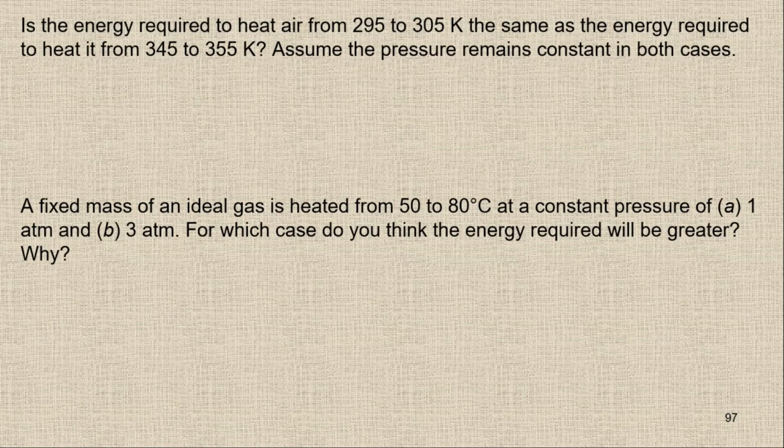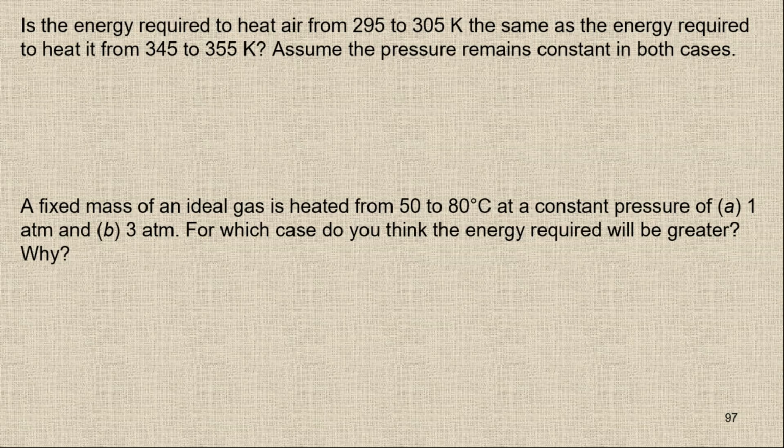Then we have here, if you can see in this part, it is written: is the energy required to heat air from 295 to 305 Kelvin the same as the energy required to heat it from 345 to 355 Kelvin, assuming the pressure remains constant in both cases. Now in both cases, we have the delta T, which is 10 Kelvin. We have 305 and 295, so delta T is 10, and for the second case we have 355 and 345, so delta T is again 10. In both cases, the delta T is the same.